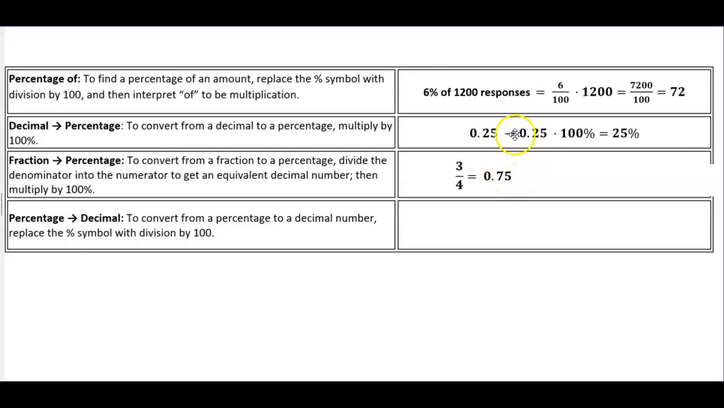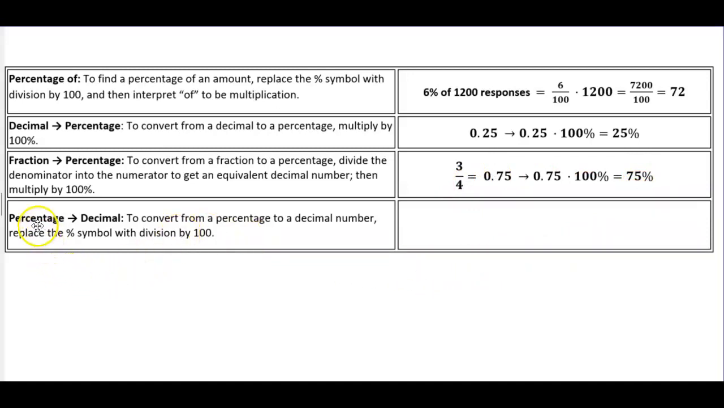And now we're going to follow the same procedure as in the previous step. We're going to take that 0.75, and then multiply it by 100%. Again, that tells us to move the decimal place twice to the right, and therefore we get 75%. So 3/4 is the same thing as 75%.